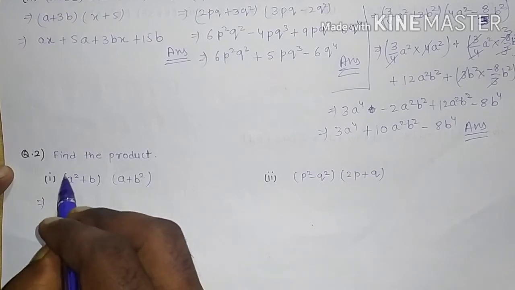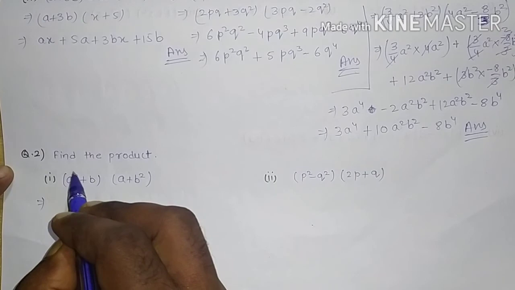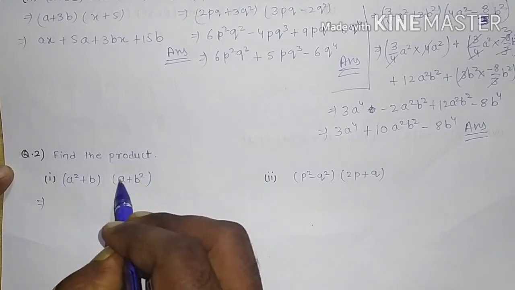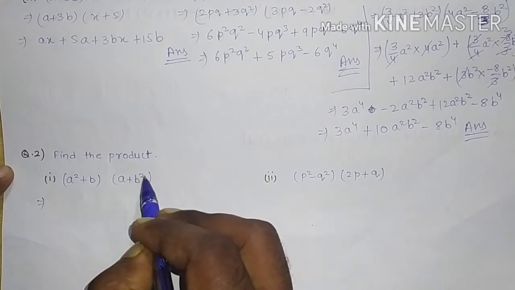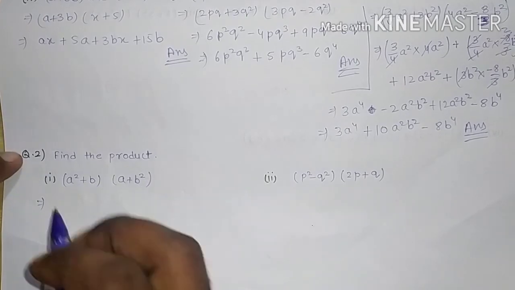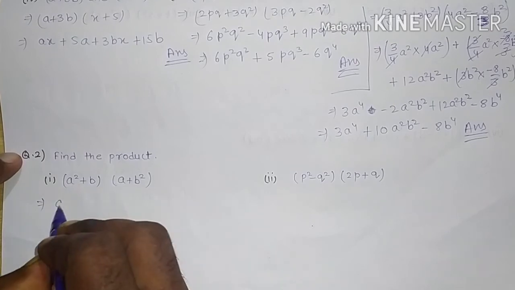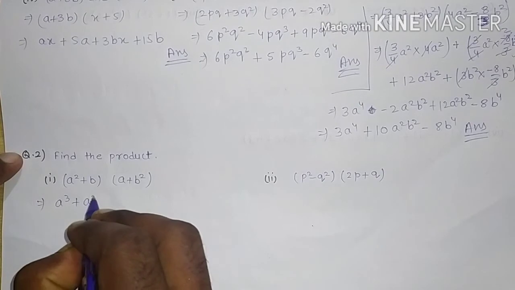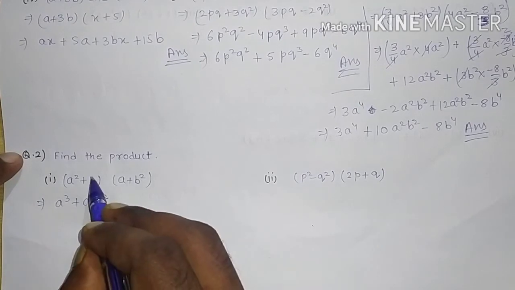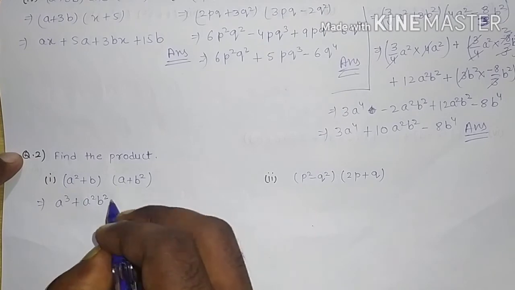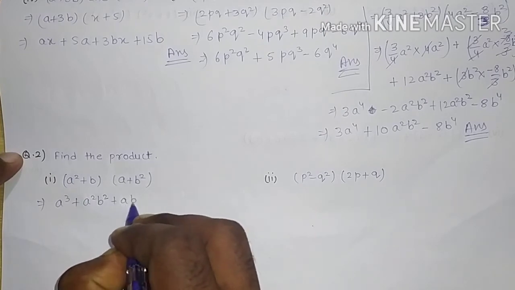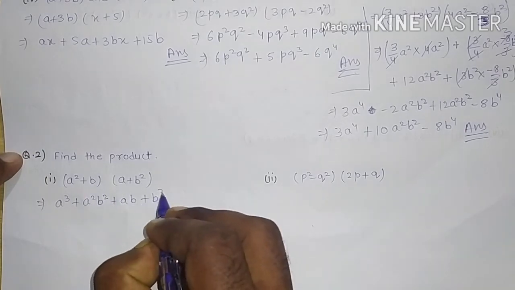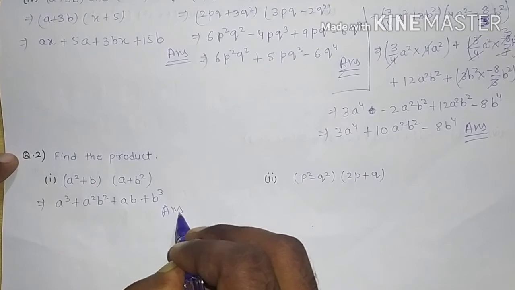So a² is multiplied into a. After this, a² is multiplied into b². Then b is multiplied into a, and then b is multiplied into b². Same process. So a² into a, that is a³. a² into b², so it will be a²b². Now b is multiplied into a, so it will be ba, we can write ab. Now b is multiplied into b², so this is b³. Now this is the answer.